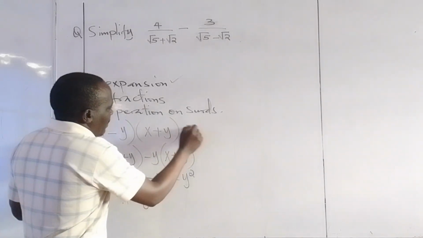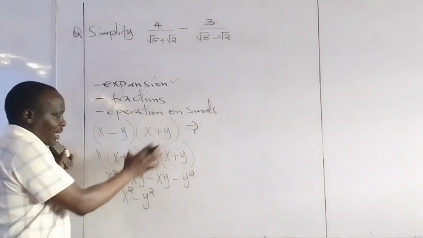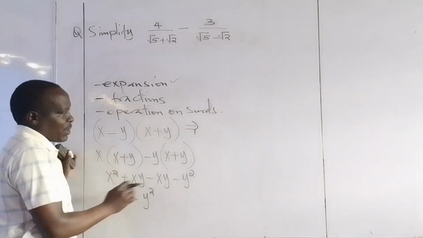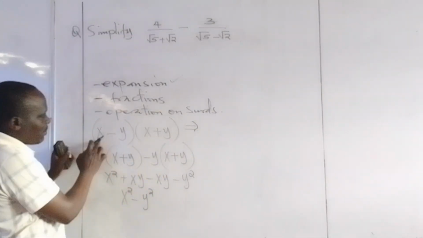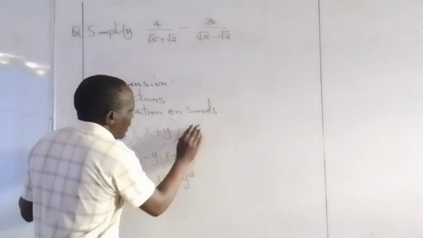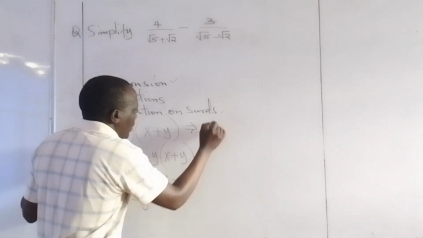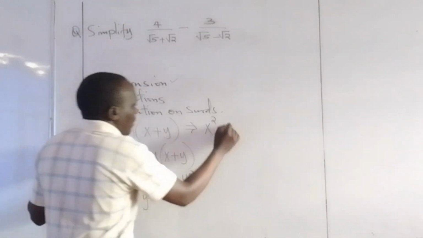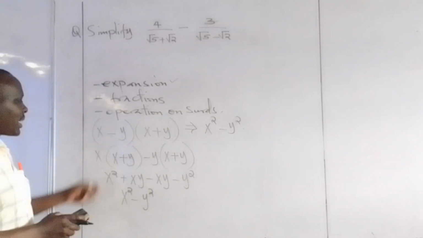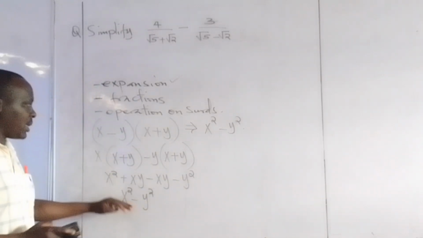So this concept of a difference of two squares, instead of you going the long way, using the long method, we can get it direct. Because we know it is a difference of two squares, you will simply take the first letter, that is x, you square, minus y squared. That is what we call a difference of two squares. So this one can be done direct without using this method.